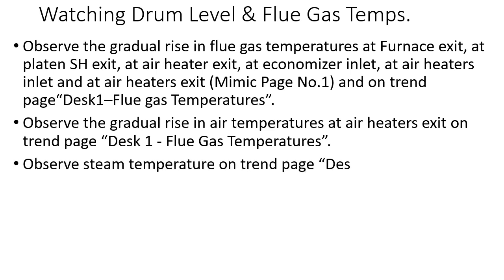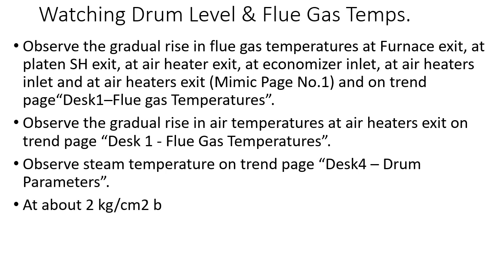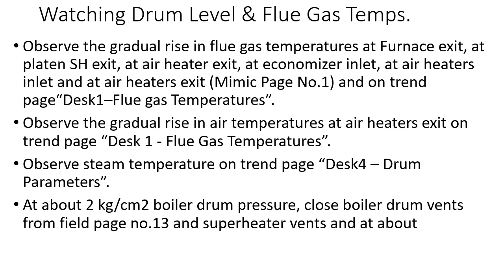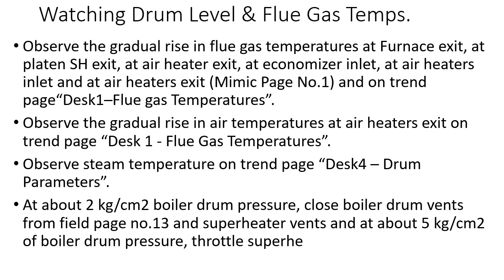Then at about 2 kg per square centimeter or maybe slightly more than that, maybe 3 to 4 kg, close the boiler drum vents from field page number 13, and at about 5 kg throttle the superheater drains, slightly open the superheater drains to 5%. Then we go for the condenser vacuum buildup.